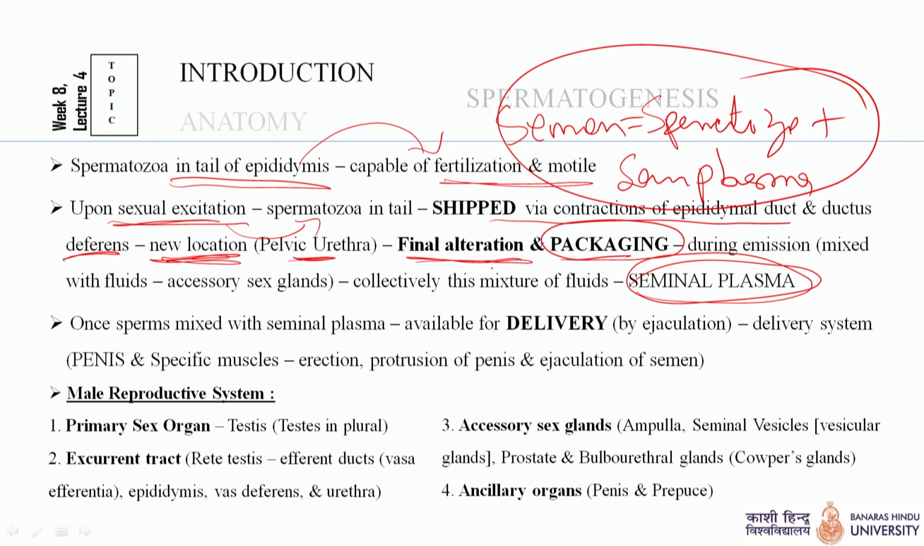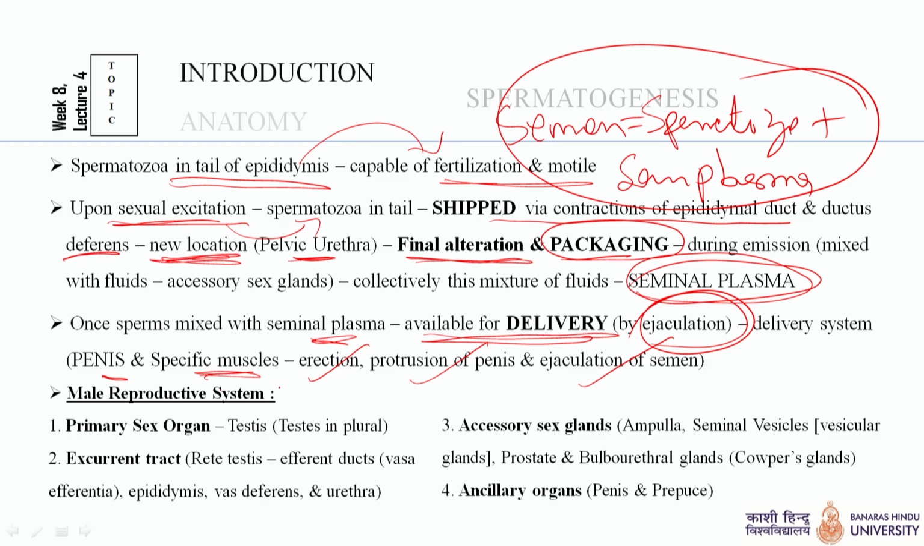Now once the sperms reach the pelvic urethra, that means it is mixed with the seminal plasma from the accessory sex glands, then it is available for delivery. How will it be delivered? The spermatozoa, that means the semen, is delivered by the ejaculation process. The delivery system is the penis as well as some specific muscles which surround the penis, that is responsible for the erection and protrusion of the penis and the ejaculation of the semen. These are the processes involved in the delivery of spermatozoa in the female tract.